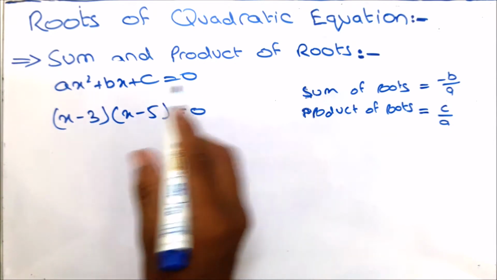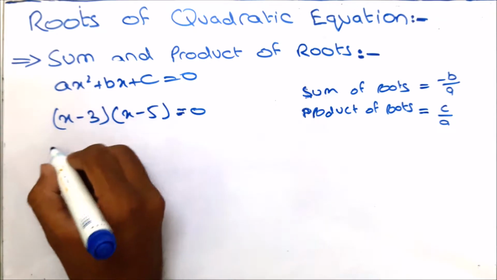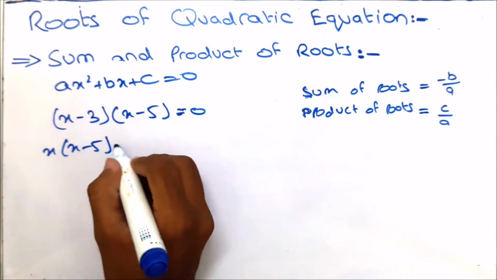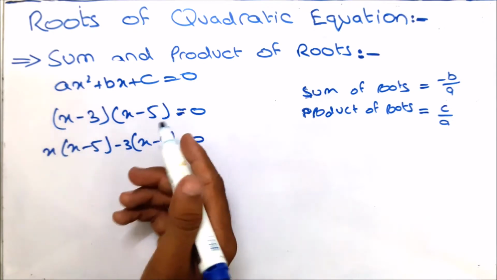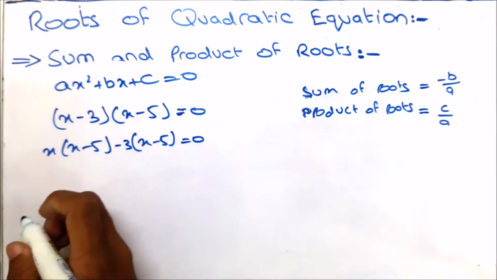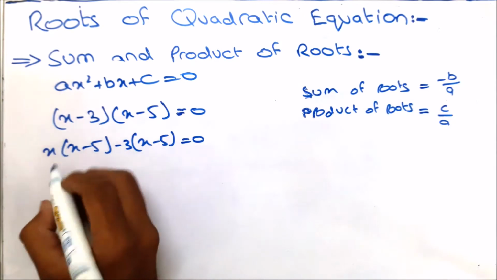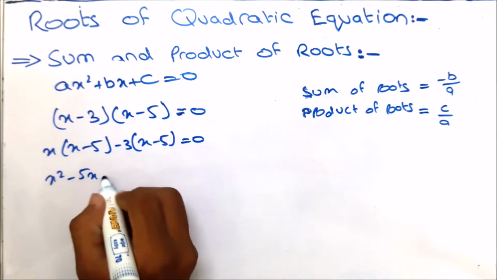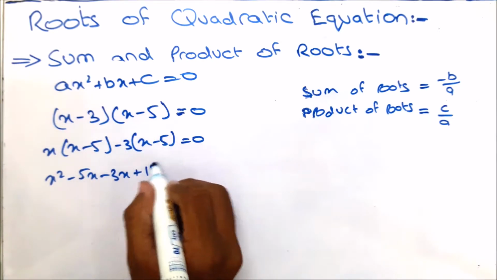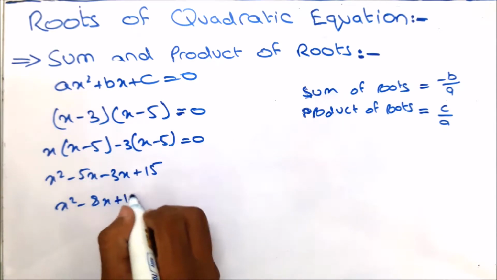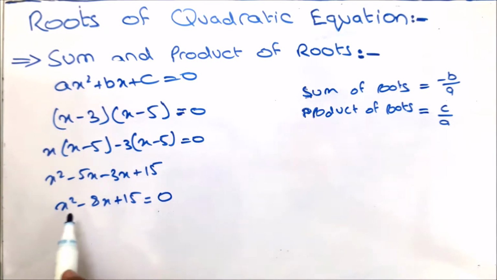What if we just multiply these both brackets? What will we get? We get x times (x minus 5) and minus 3 times (x minus 5). When we multiply these brackets, we get our equation. I'm just doing it to show you how we get to these formulas. We get x squared minus 5x minus 3x, and minus 3 times minus 5 is plus 15. We get x squared minus 8x plus 15 equals 0. Okay, here we get our equation.